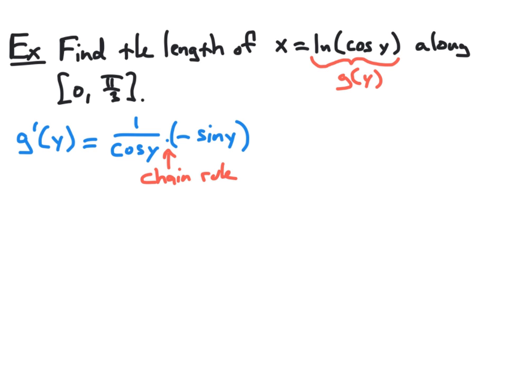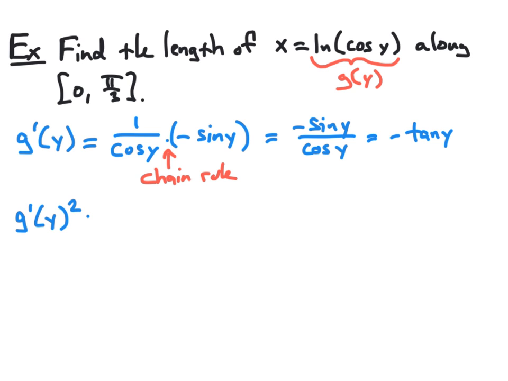So we have 1 over cosine times negative sine, and this can be rewritten if we want as negative sine of y over cosine of y, or more simply as the negative of the tangent of y. And this will be helpful when we go to square it here in just a moment. Once we have g prime of y, we want to take that derivative and square it. And so we want negative tangent y quantity squared, and that ends up being just tangent squared of y.